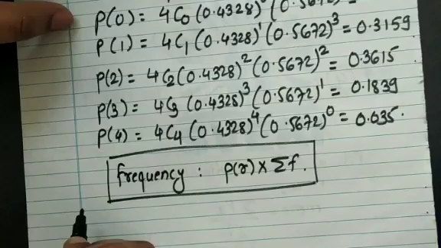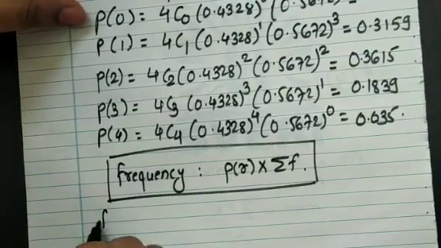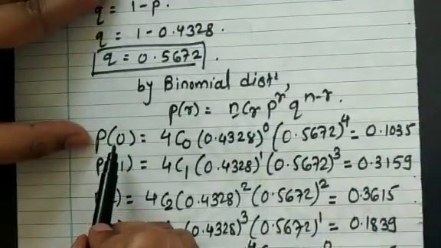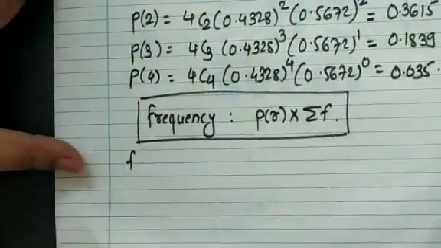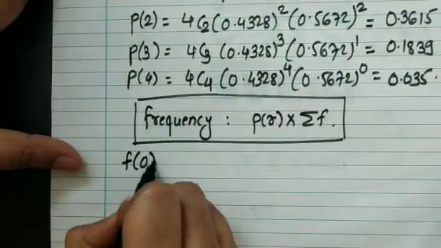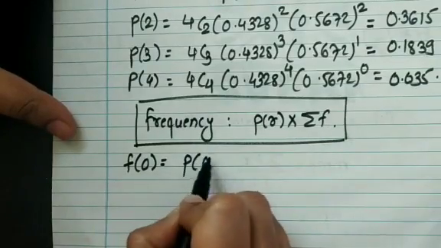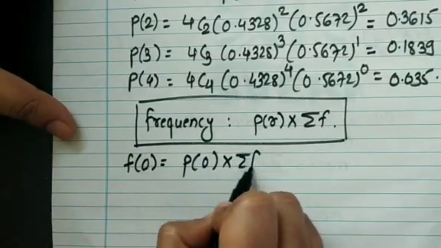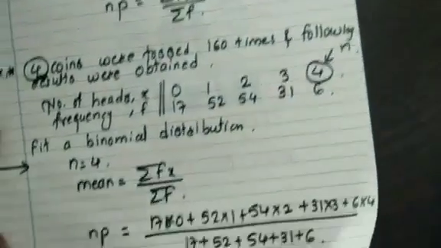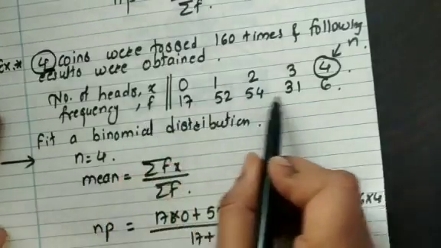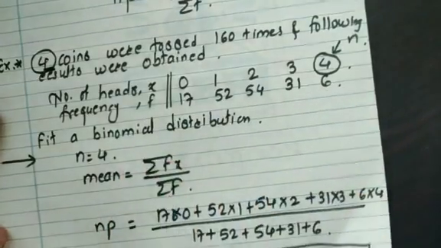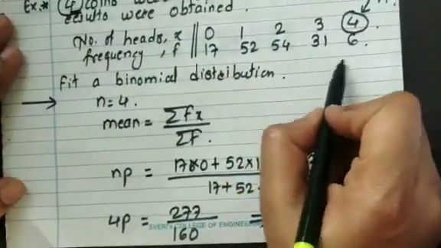Now we'll find the frequency of 0. First we found the probability of 0, and now we find the corresponding frequency. The frequency at 0 is defined by this formula as probability of 0 into summation f. And we have already found summation f, which is 160.